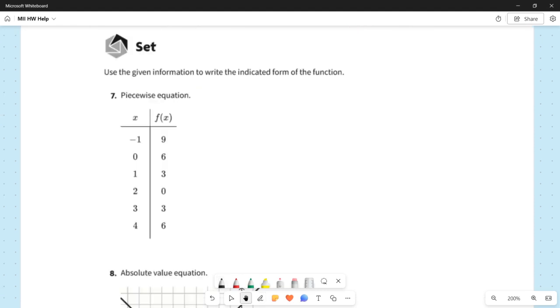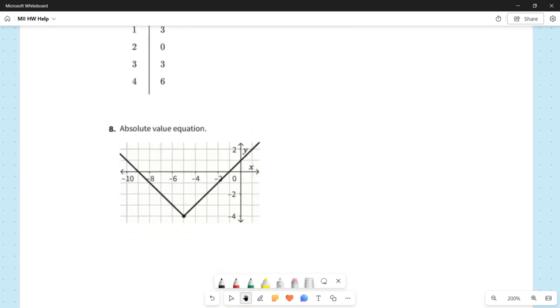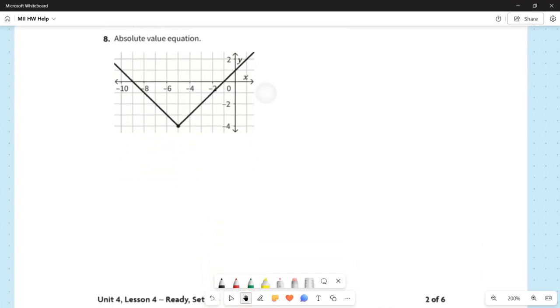Moving on to the set section. First set of directions say, use the given information to write the indicated form of the function. All right. And the first assigned problem is number 8. It says to use the given information. So the given information for 8 is the graph. So we are given a graph of a function, and we're being asked to write it in the indicated form.